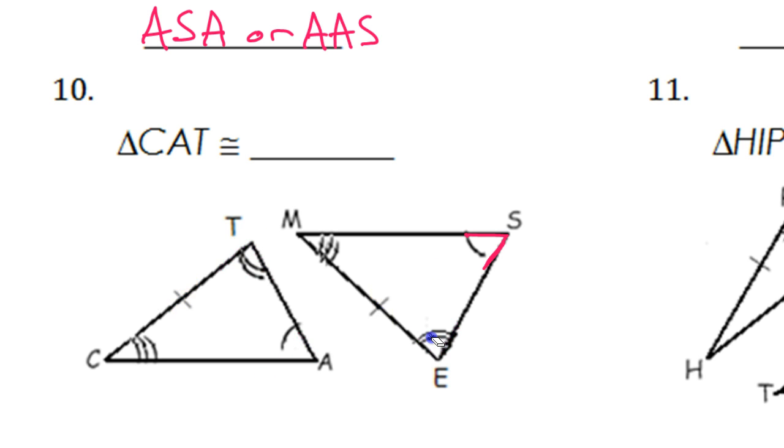Either way, now let's make the congruency statement. Triangle CAT is congruent to triangle... well, this should be easy because C is triple marked, and that's M. And then A is the single mark, so that's S. And so we've done MS, so that leaves E.